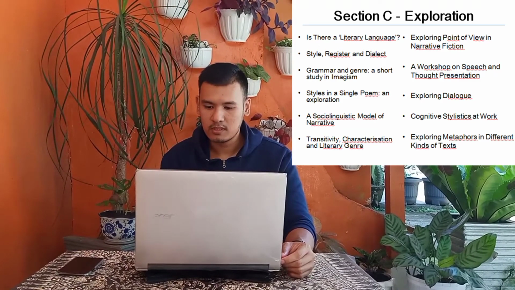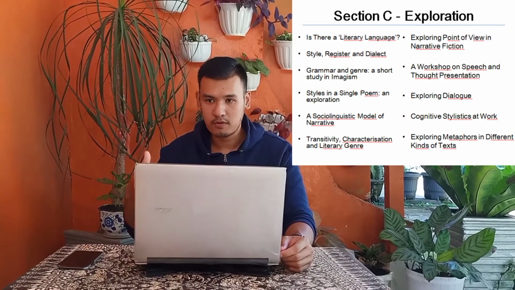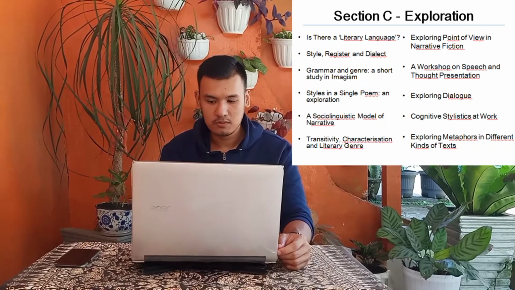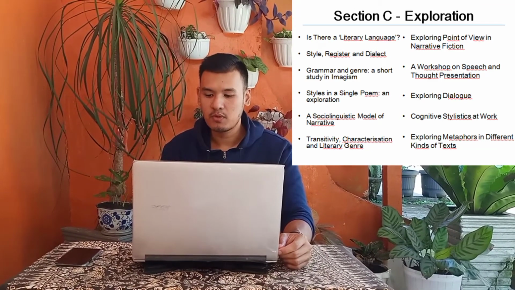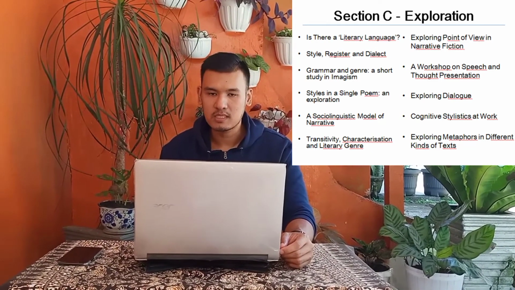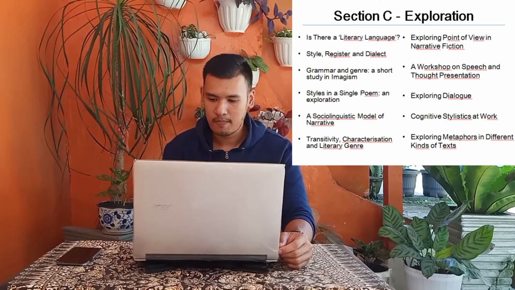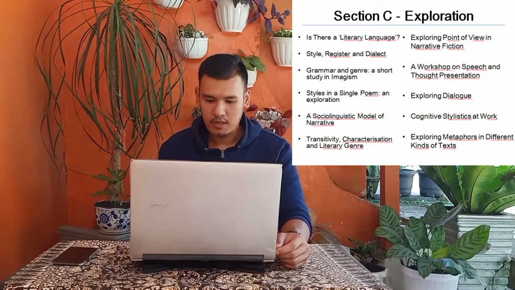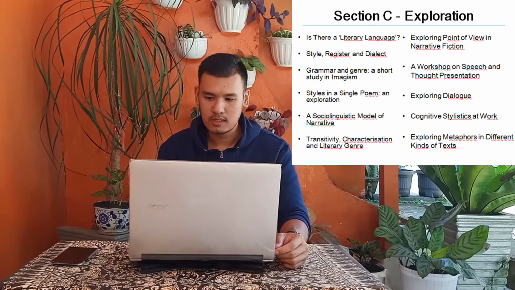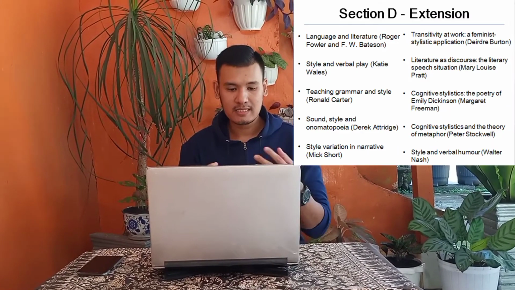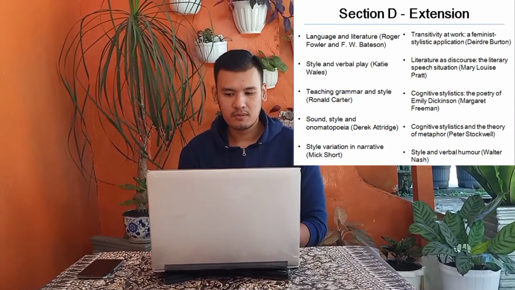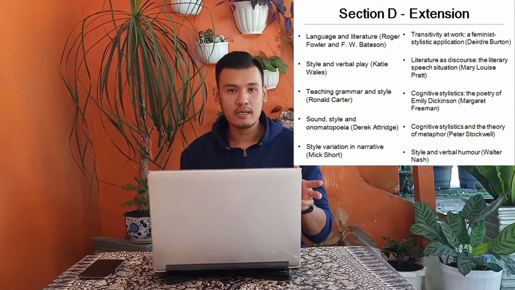The next is cognitive stylistics at work, from the previous two sections. And the last is exploring metaphors in different kinds of texts. So those are the units from section C, exploration. So the next section is section D, extensions. This is also called readings in stylistics.